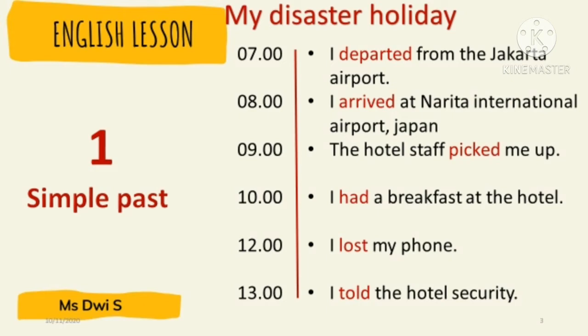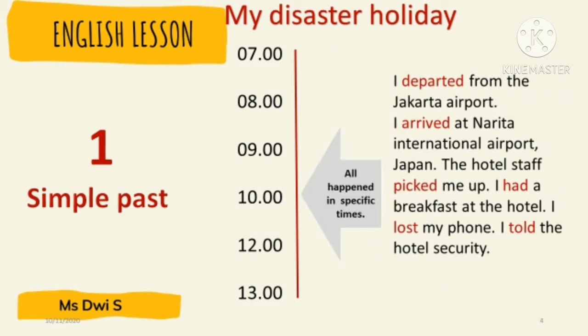For example, at 7, I departed from Jakarta Airport, and at 8, I arrived at Narita International Airport, Japan. At 9, the hotel staff picked me up. At 10, I had a breakfast at the hotel. At 12, I lost my phone. And at 13, I told the hotel security. Remember, simple past events happened in a specific time in the past.